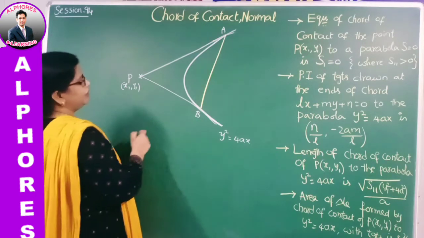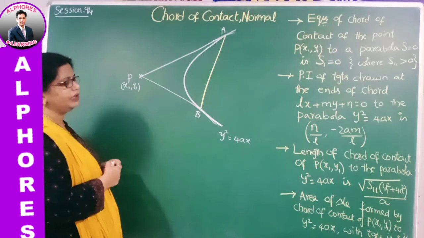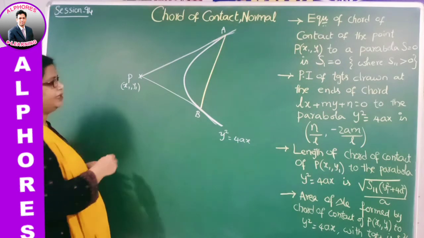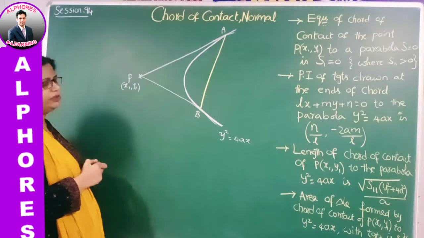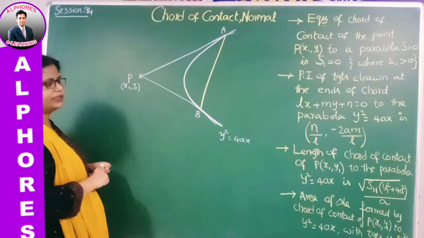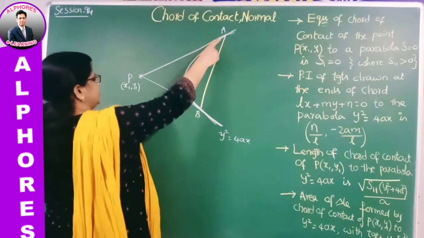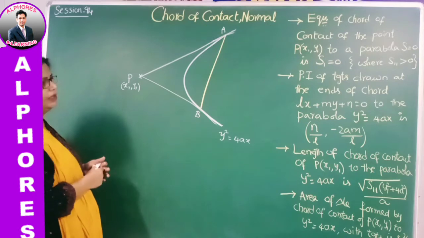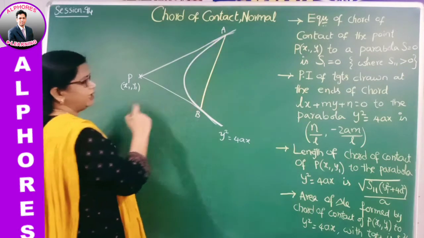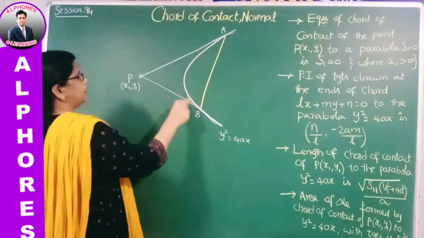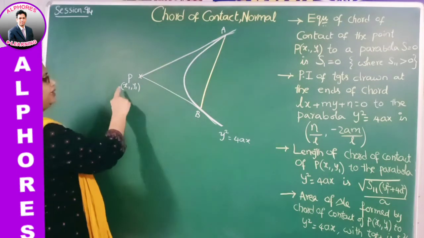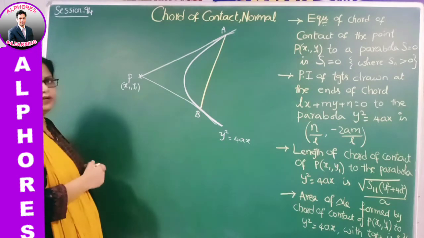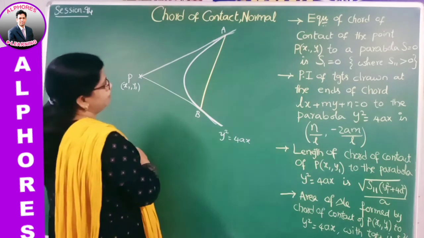Now, how can you obtain the equation of the chord of contact? What are the necessary conditions? Whenever we use the word chord of contact, the point has to be from outside, because only then can we draw two tangents. Only when there are two tangents can we join the points of contact. Therefore, the chord of contact is the line joining the points of contact of the two tangents drawn from a point x1 comma y1 to a curve S equal to 0.